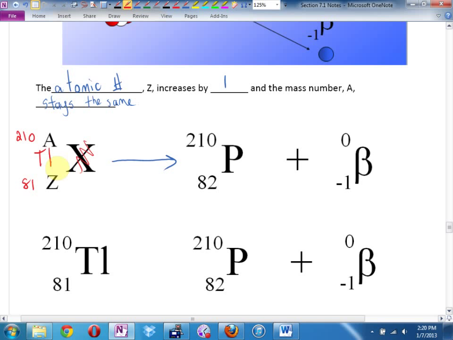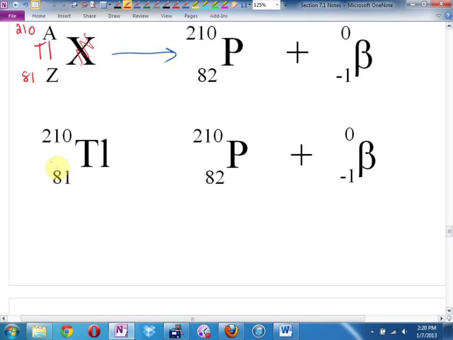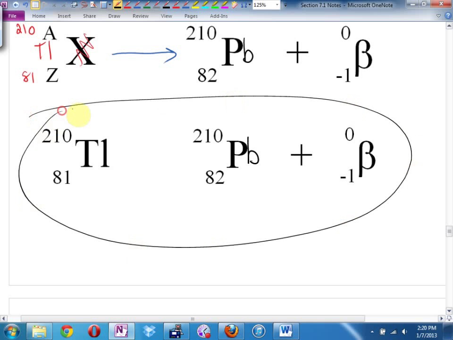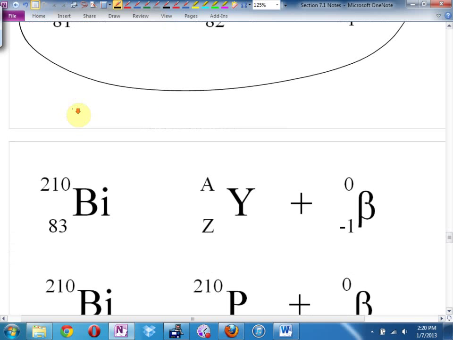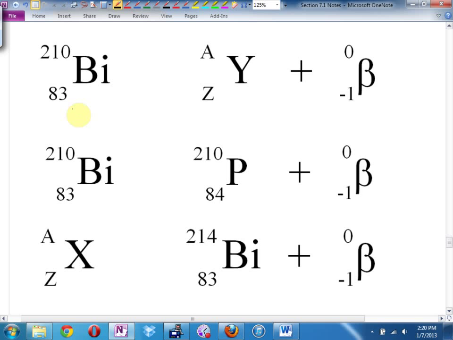Okay? Oh, by the way, this should be Pb, and this should be Pb. It's lead, not phosphorus. And there's the answer to what we just did. Turn the page. Let's try another one. Hopefully without a typo this time.